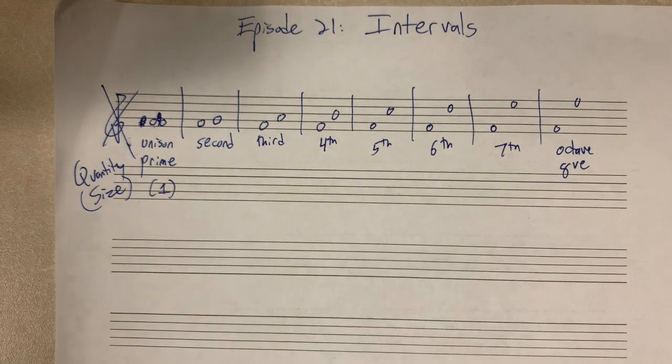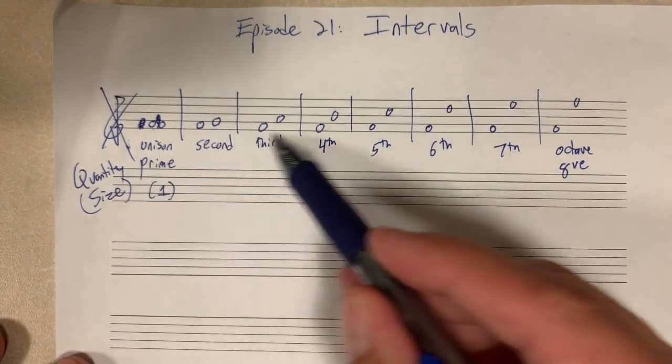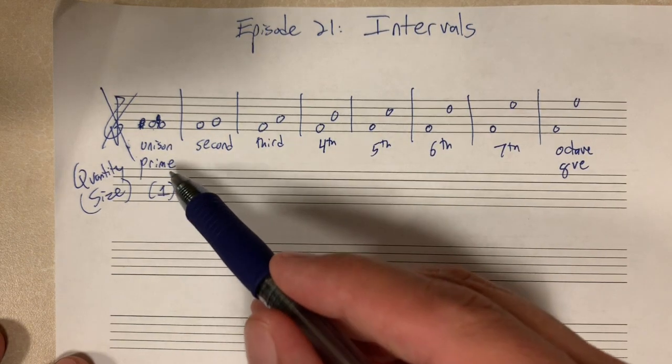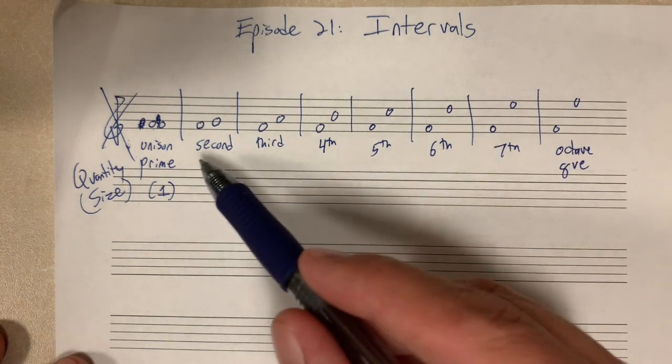Same thing, means the same thing. The interval quantity or size you express as a number. You can say unison or prime instead of one. The rest are second, third, fourth, fifth, sixth, seventh.